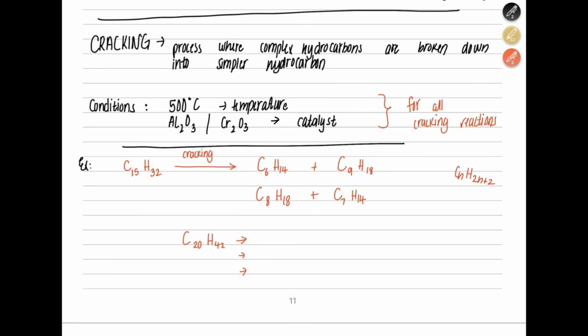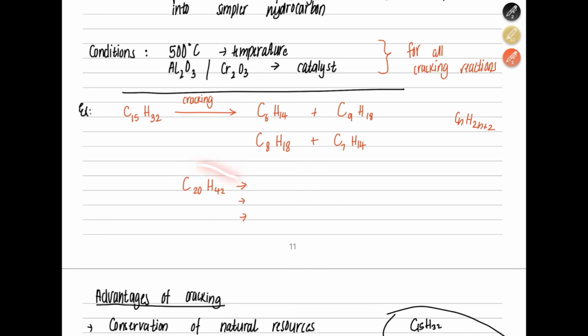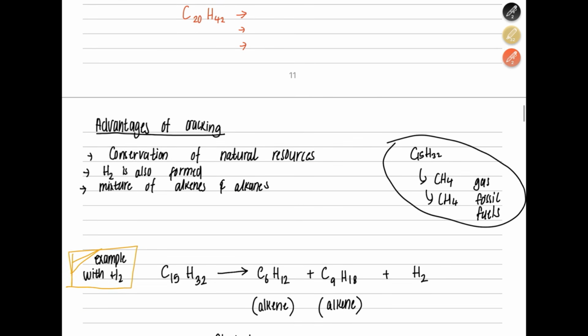The conditions for cracking are a very high temperature, 500 degrees Celsius, and the catalyst is Al2O3 or Cr2O3. You can try this example as well. If you have C20H42, what would you get? The advantage of cracking is that it conserves natural resources. Sometimes hydrogen gas is also formed.